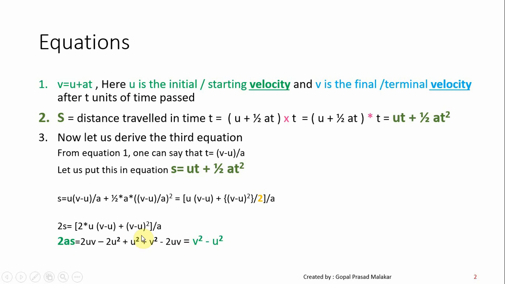Now look at here, the 2uv terms cancel, the v square terms, and this u square plus and minus 2u square, essentially it is giving you v square minus u square. So the equation turns out v square minus u square equal to 2as. So if you knew the acceleration and the distance traveled, you can get the terminal velocity in one go, rather than applying it in two goes. Let me prove it to you.